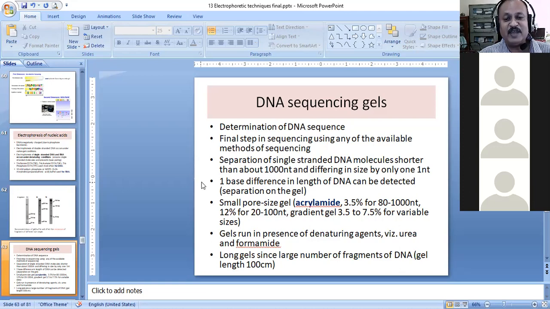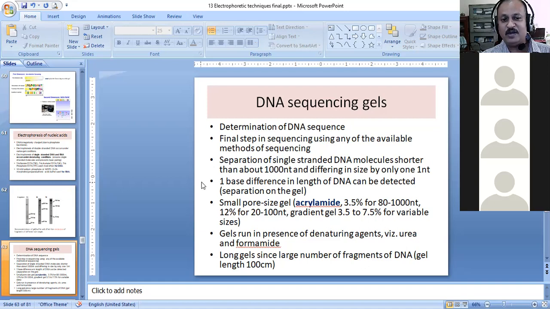Okay, the idea is that we have thousands of DNA fragments, and these DNA fragments are differing from each other by a single nucleotide in terms of the length. Ideally we should obtain each and every fragment on the gel. We should get a separate zone or separate band for every different size of the DNA. So for example, if you have 1,000 different molecules of different sizes, then all the 1,000 bands should be visible on the gel. And therefore the length of the gel is very large. It is 100 centimeter. Is it okay?